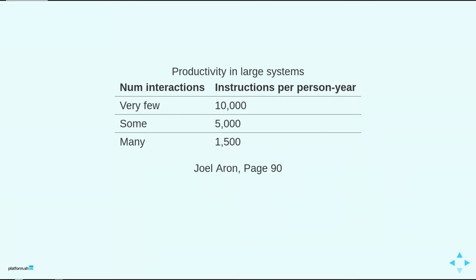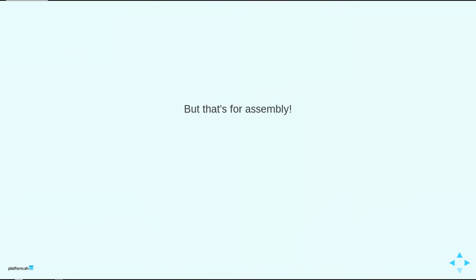This was multiple studies that found this pattern. In this case, they defined large as 25 programmers and 30,000 instructions. Now, there's one saving grace here, which is that all of these studies were conducted on people writing in assembly. And so when we say instructions, we do mean instructions, CPU instructions.